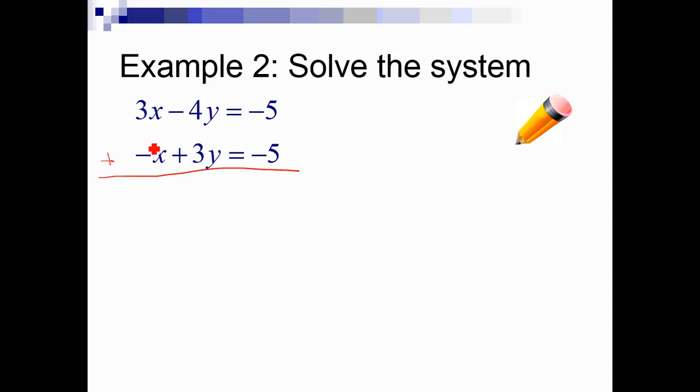Now, wait a minute, guys. If we add our x's, do the x's go away this time? No, they don't cancel out, right? 3 plus a negative 1 won't cancel out. Well, let's check the y's. How about negative 4y and positive 3y? Nope, they don't cancel each other out either.